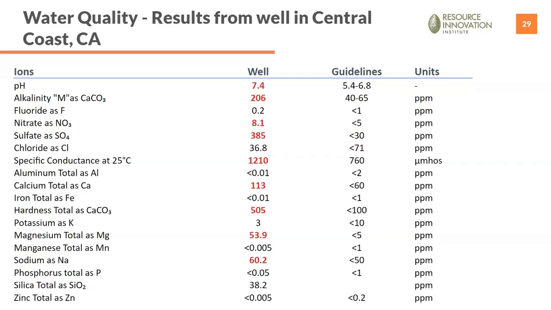And if you're going to recirculate or reuse any of the water, then these things will concentrate up and it'll become actually even worse as an irrigation water. So you can see things like higher pH, high alkalinity, high nitrates, high sulfates, high conductivity. You'll find these in California well water. Next slide.